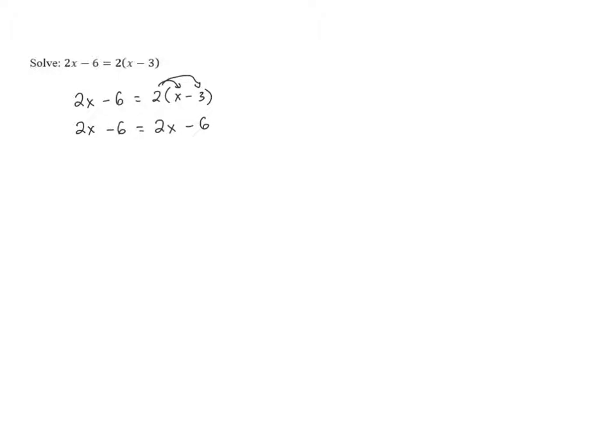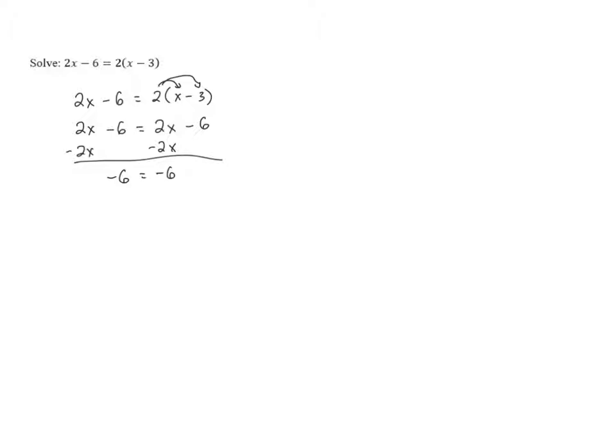Now again, we're stuck with a situation where there are variable terms on both sides, so we need to eliminate one of those. I'm going to subtract 2x from both sides. When I do that, the variable terms on the left cancel. 2x minus 2x is 0, and 0 minus 6 is negative 6. And on the right-hand side, we're also left with negative 6.